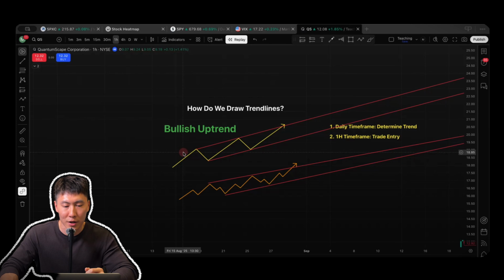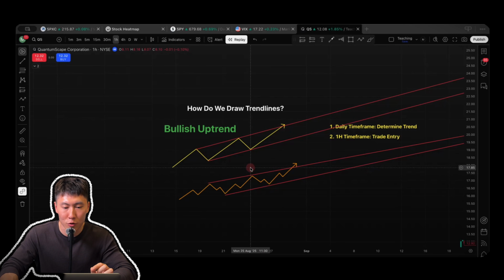Now we want to drop down to the 1-hour time frame, which has many more candlesticks and details, as you can see. But the overall trend is still the same, which is an uptrend. Now what we want to do is draw a downtrend line in the bullish uptrend on the 1-hour time frame. Let me show you what I mean.